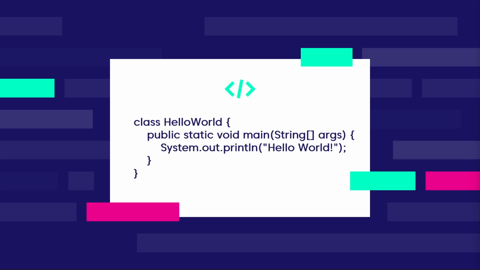Let's now compare the syntax between the two languages. In Python, to output the string hello world, you need to use only this one line of code. However, in Java, you'll need to write all of this out. The main reason for this is that Java is an object-oriented programming language, so everything in the language has to be an object.